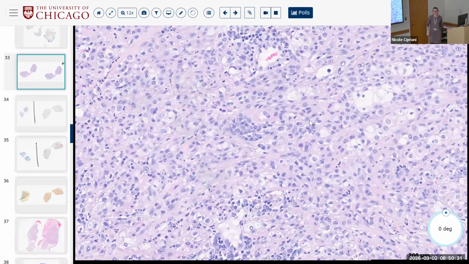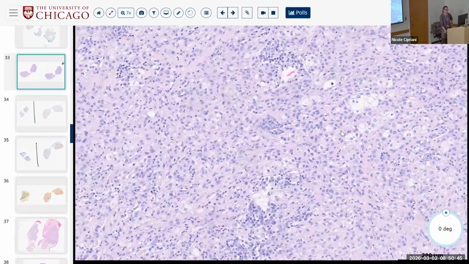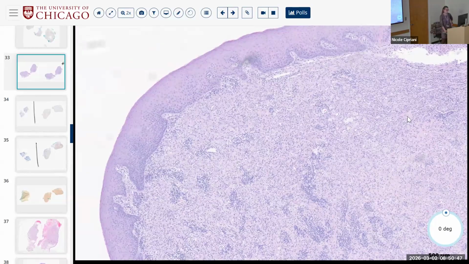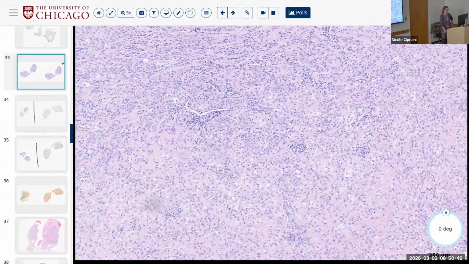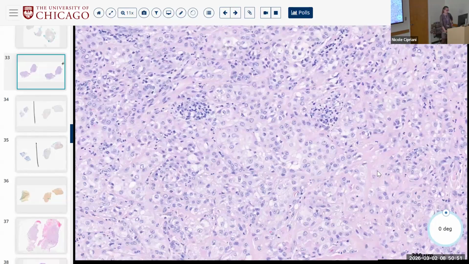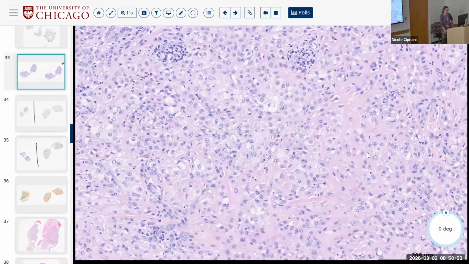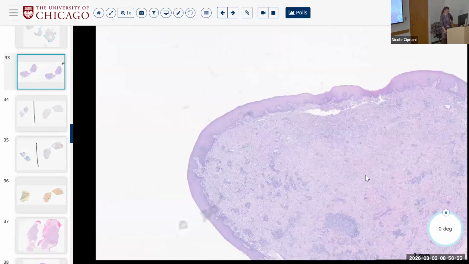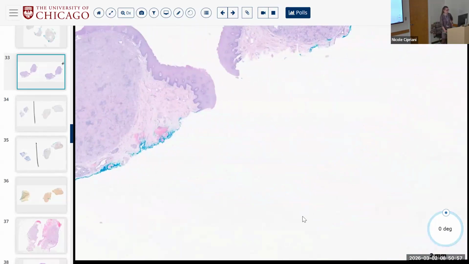Hyalinizing clear cell carcinoma. Okay, tell me why you think that. Just the background, it's pretty collagenous looking. It's not terribly myxoid or anything. Clear cells that we have, and I think they can be a little inflammatory as well. I guess a clear cell variant of myoepithelial carcinoma is also a differential. Yep.